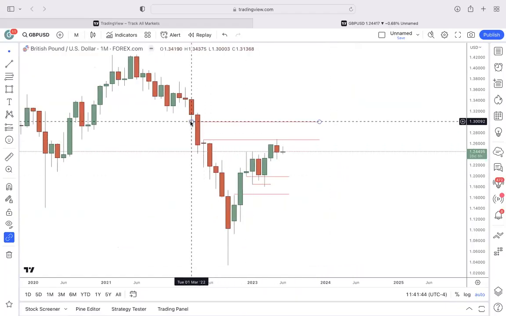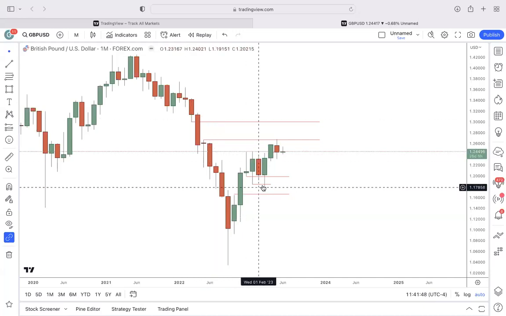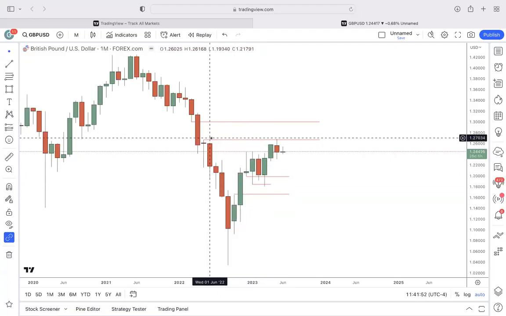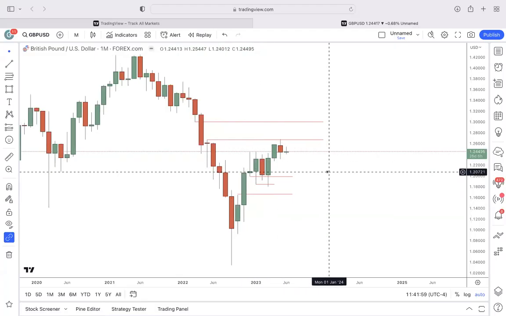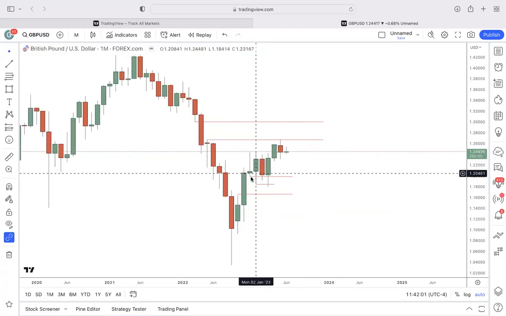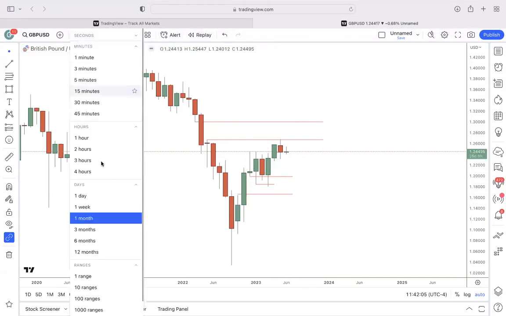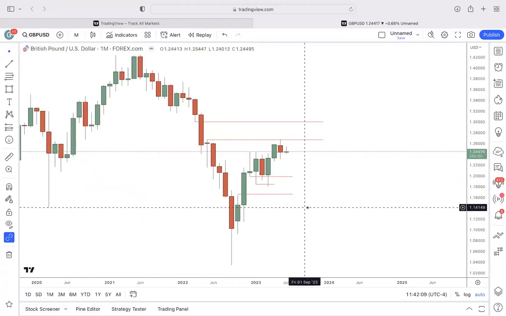We don't know how far up they're going to go yet, okay? But discount PD array monthly, premium PD array monthly. And then we break it down in fractals, and you want to see bullish PD arrays be respected on all time frames. When you see them respect, that's when you can start trusting.